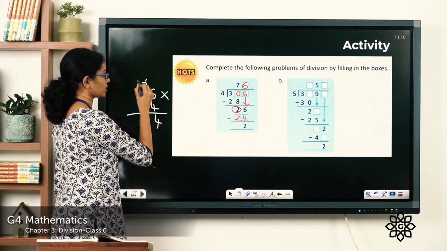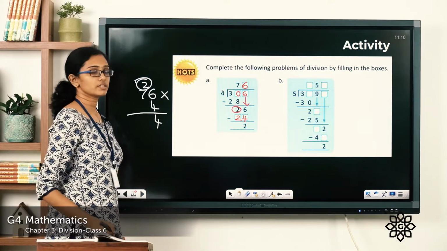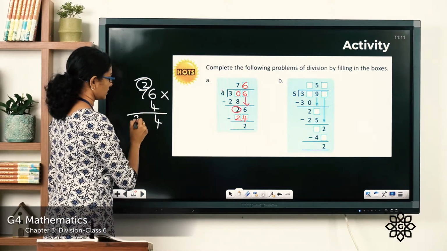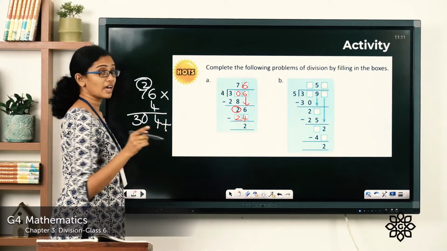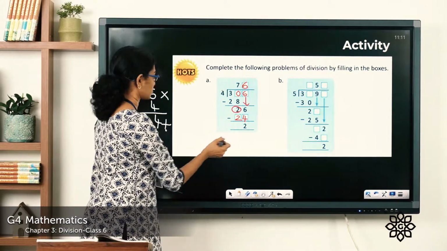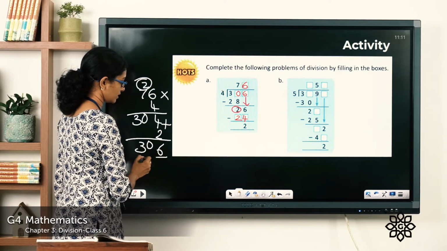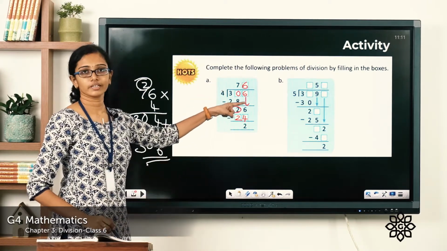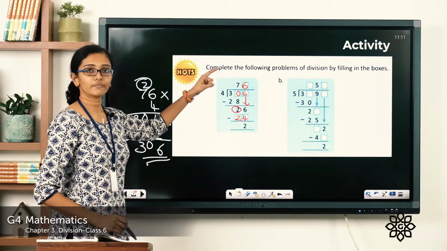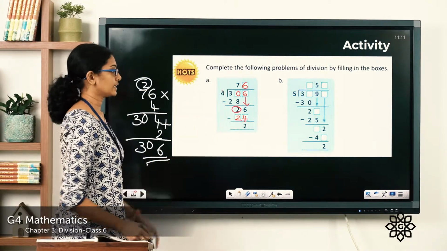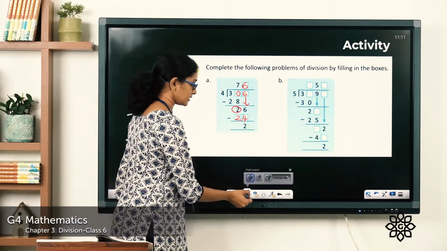Now 6 4s are how much? 24. You have the carryover here. Now 4 7s are 28. 28 plus 2 is 30, and then you have to add the remainder, which is 2 here. Now what do you get? You get 306, which is the dividend here. So yes, we have done the division correctly and we have filled in the digits correctly. Now let's move on to the next question.